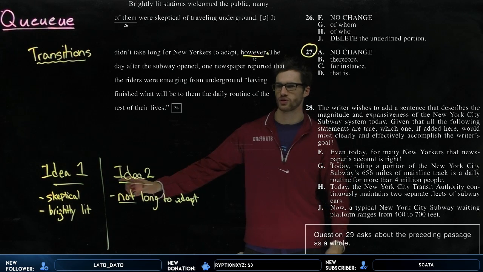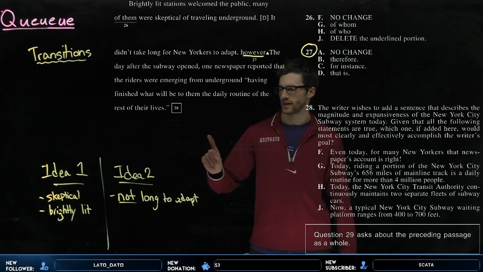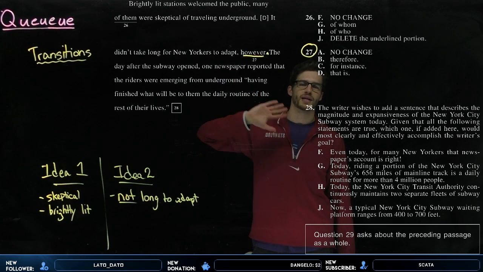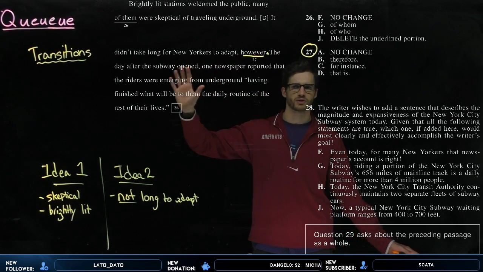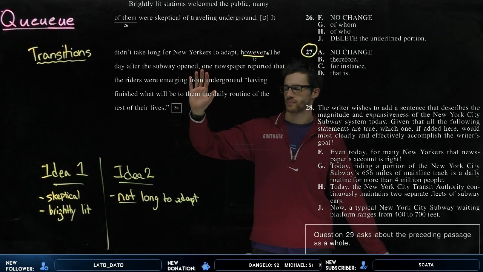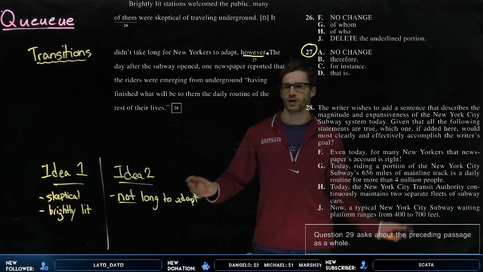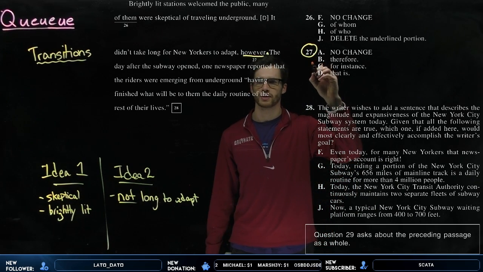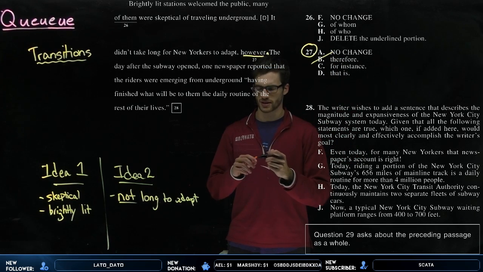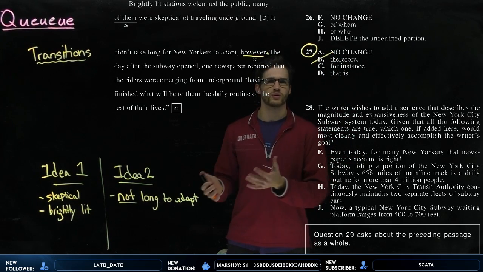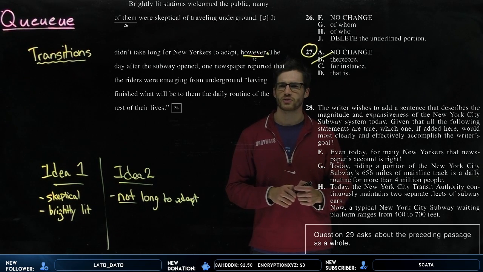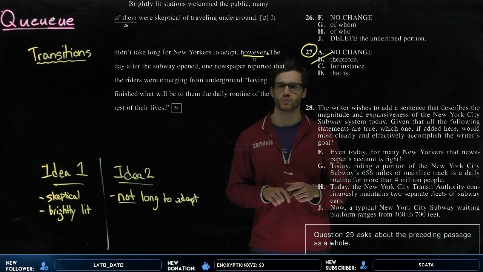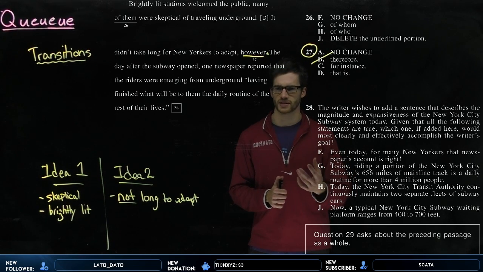So let's see. We have the idea that New Yorkers are skeptical. It didn't take long for them to adapt. So the idea here, contextually, is that they lit the subways brightly because people were a little uncomfortable about traveling underground. It didn't take them long to adapt. So there's a contrast there, right? It's not going to be therefore. I think B is bad because saying therefore it didn't take them long to adapt, there's no reason why it wouldn't take them long to adapt. I don't understand D in context here at all, so I'm not going to get rid of it, but let's see what works better. And then we have for instance.